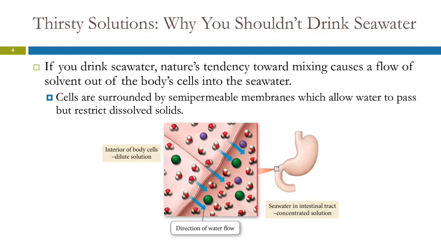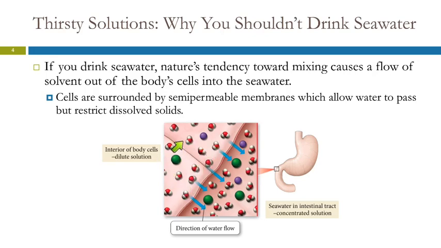If you drink seawater, this tendency towards mixing causes water to flow out of your body's cells and into the seawater. You could think of it as nature trying to make things equal. It's like, okay, I've got pure water over here and salt water over there. I don't like things to be different, so I'm going to move some of the water into the salt water to lower the concentration. So here's your intestinal tract.